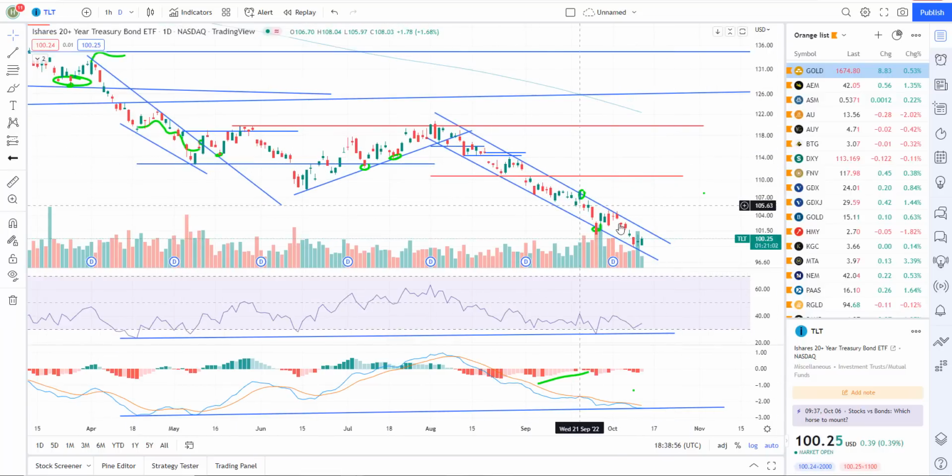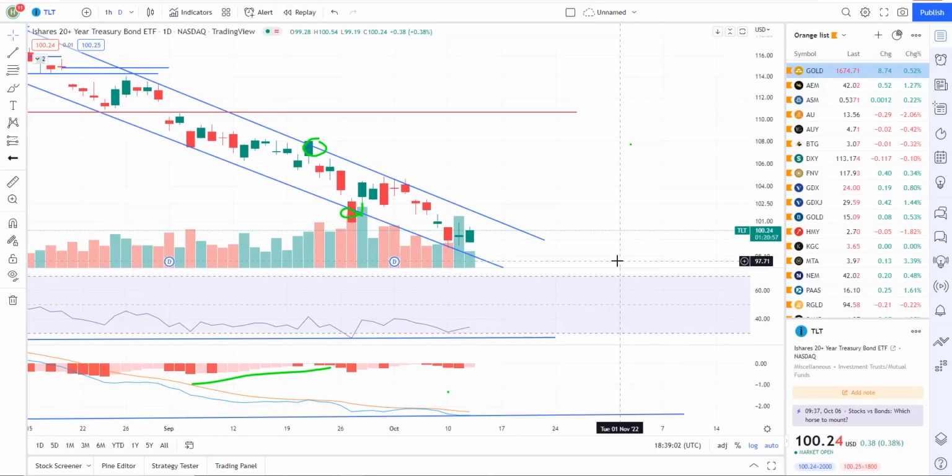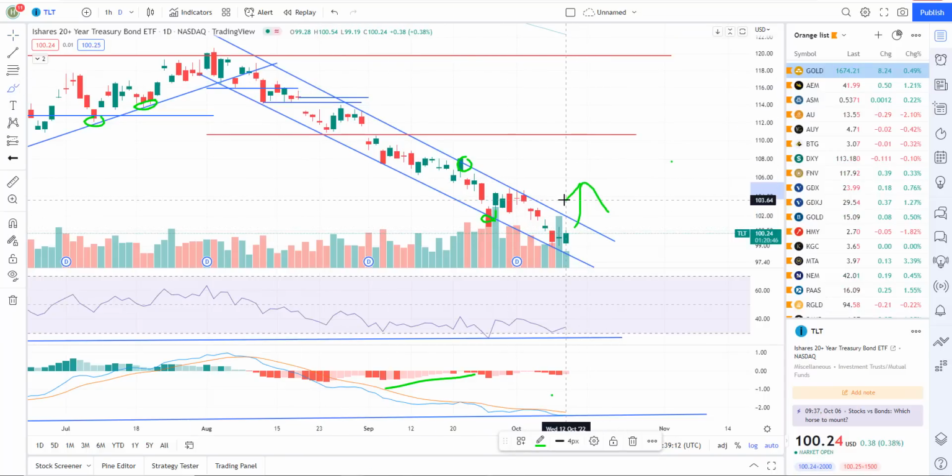So as we're dropping in the TLT, we're building bullish divergence, telling me that a reversal is likely soon. I don't know exactly when. We don't have a buy signal. We don't have a breakout. We have this downward channel to watch. And if we get a breakout, then these could rally.